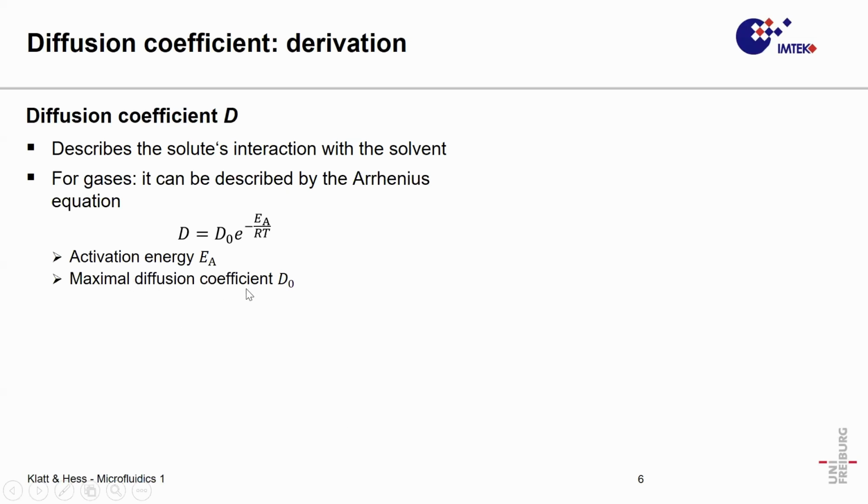So you have a maximal diffusion coefficient D0 times the exponential function of minus the activation energy divided by the gas constant times the temperature. This means the higher the temperature, the smaller the value in the exponential function. So if the temperature gets really high, this second term goes to the value 1, and then you get the maximum diffusion coefficient as the diffusion coefficient.